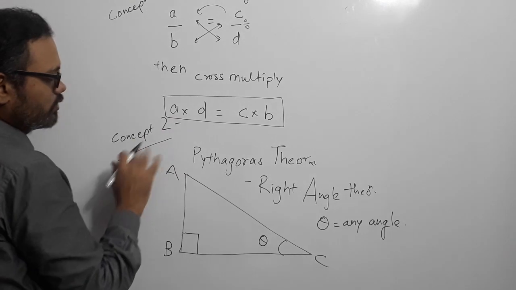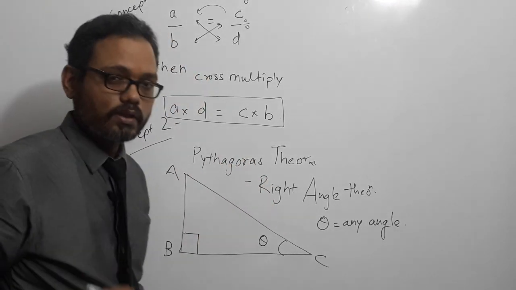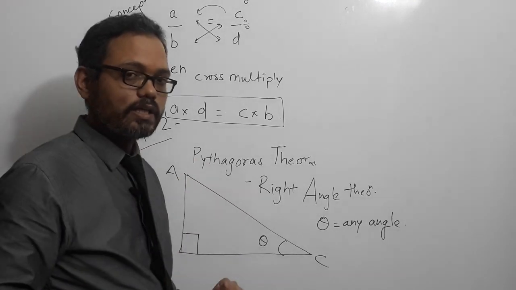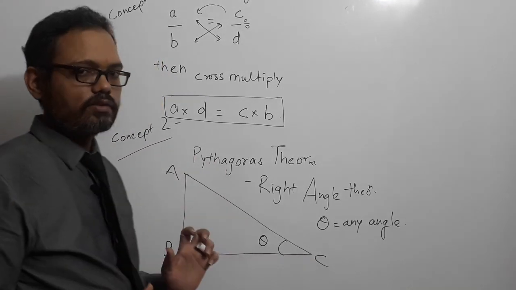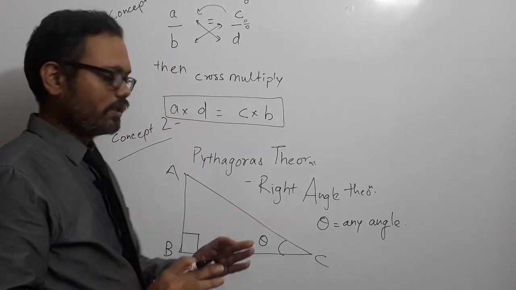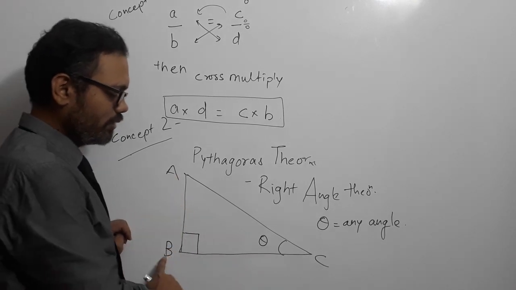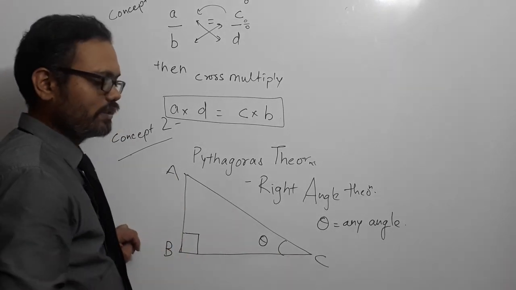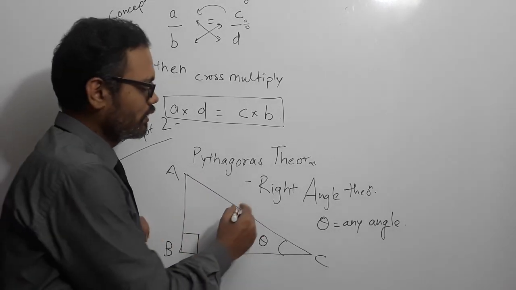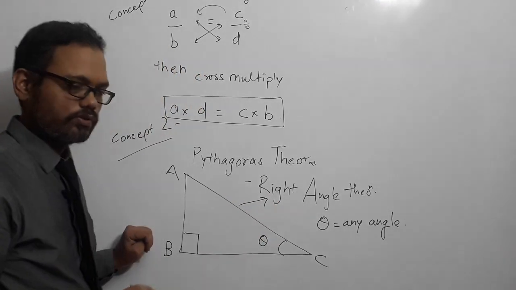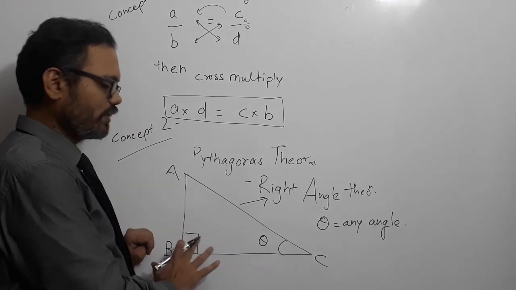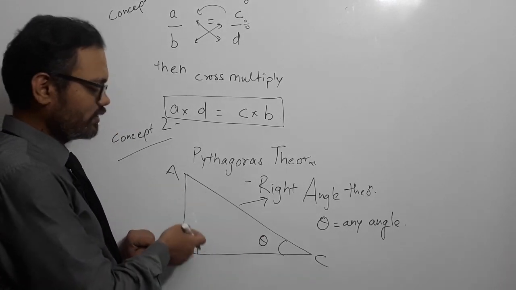That is the first concept. The second concept is the Pythagoras theorem. What is the Pythagoras theorem? It's nothing, it's a formula. Where is it applicable? It is applicable only in a right angle triangle. What is a right angle triangle? Any triangle which has 90 degrees in it is a right angle triangle. So this is a triangle A, B, C. This has 90 degrees. So the moment it has 90 degrees, this becomes what? A right angle triangle. Okay, so this triangle is a right angle triangle. That's it. Why is it a right angle? Because it has 90 degrees in it.